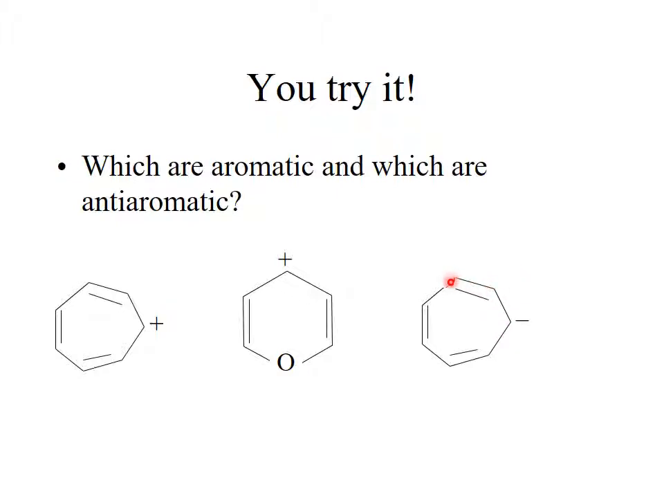1, 2, 3, 4, 5, 6, 7, 8. That's 4n, 4 times 2. This is anti-aromatic. What would happen with this anti-aromatic compound, if you were able to form it, it would be so unstable, planar, that it would try to pucker to relieve some of the conjugation, some of the overlap, so that it would not be anti-aromatic.